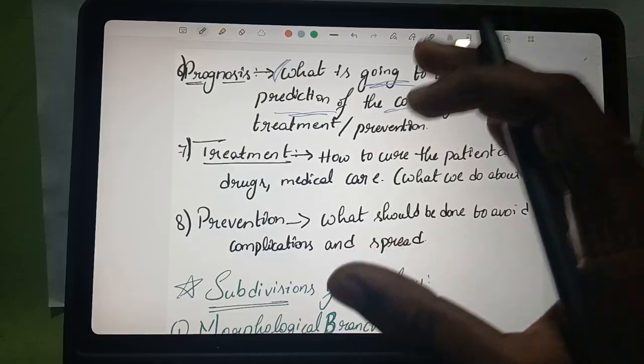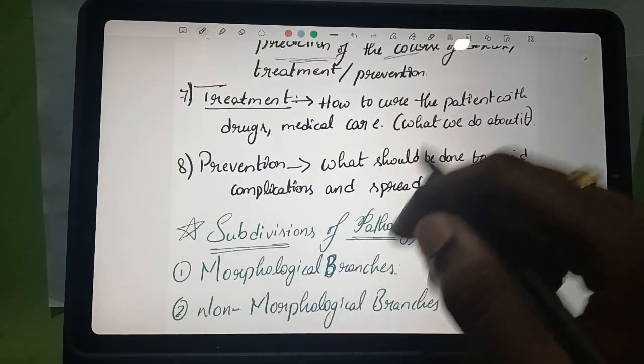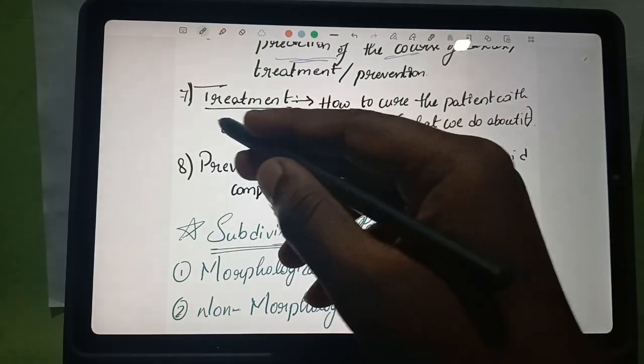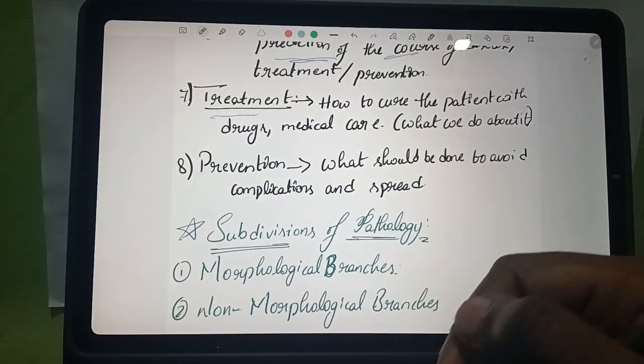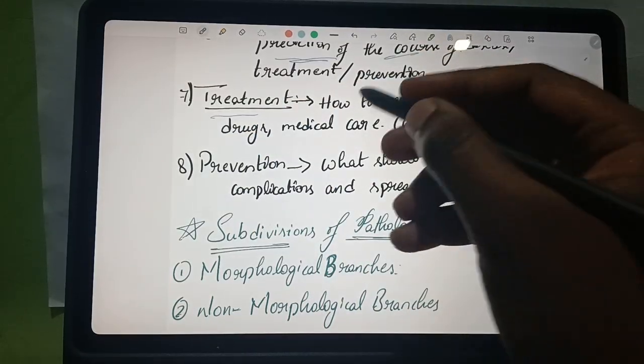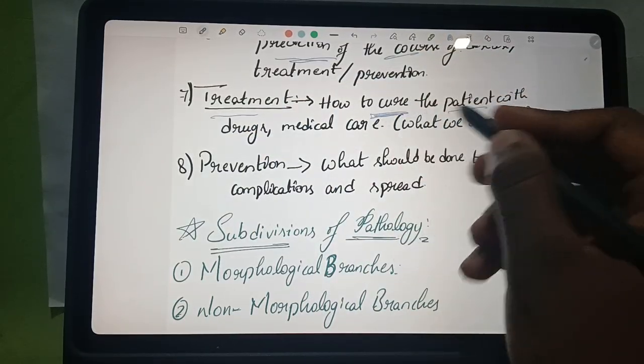And like that, in a disease, in treatment and prevention, the prediction in these three things is called prognosis. Then go to the treatment. What does treatment mean? We all know about the treatment. It means how to cure the patient with drugs.